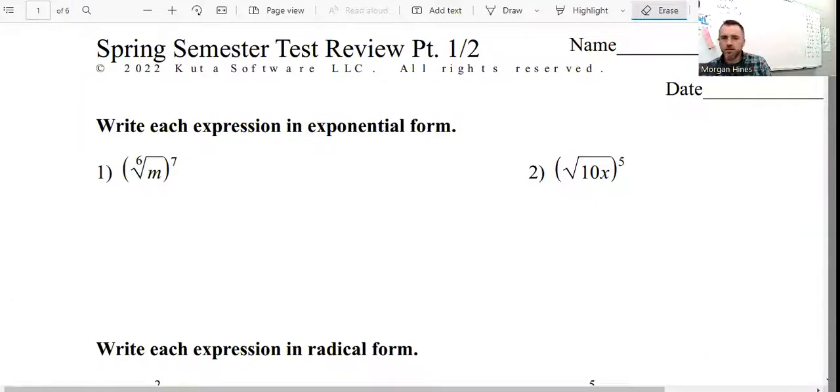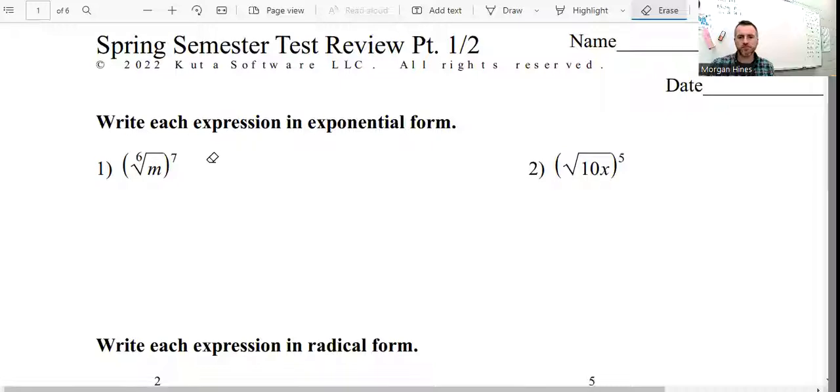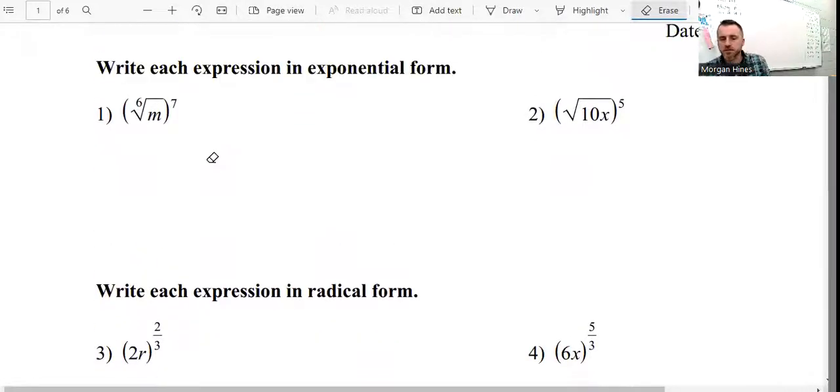All right, let's get some reviewing done. First thing is radical expressions and also rational exponents. They just kind of go together. We want to be able to go from one form to the other because sometimes it's easier to simplify in one form than it is the other. And they speak to us in different ways.